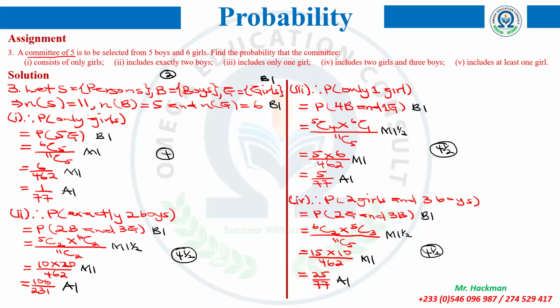So in this case, you let capital S, which we know as the probability sample space, our universal set, be equal to a set of persons. Then B will be equal to a set of boys. Then G will be equal to a set of girls. Now that you've constructed this, then you come and pick the data. So this implies that the number of S will be equal to 11, the number of B will be equal to 5, and the number of G will be equal to 6, as provided over here.